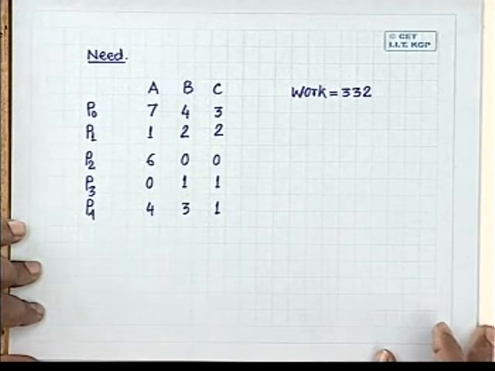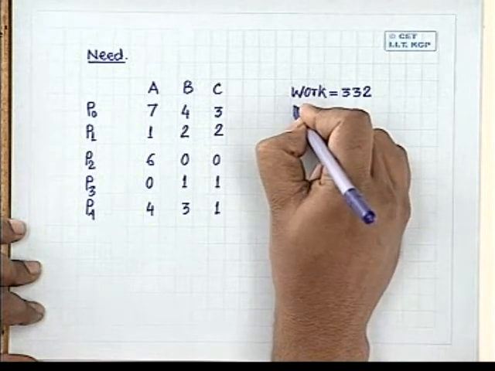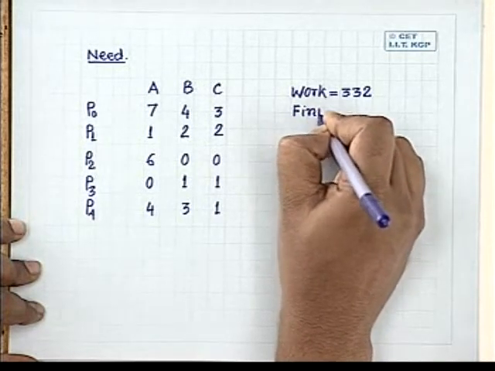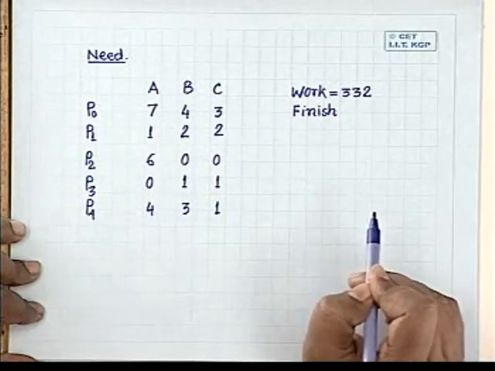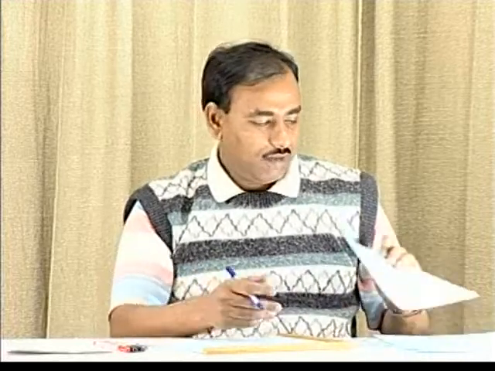There is another data structure, finish, and since there are 5 processes, this vector finish will also be of dimension 5, and initially all the elements of finish are equal to 0, that is, false. Now we want to see whether this state is safe or not. In Banker's safety algorithm, we take every process and try to find out whether the future need of the process can be satisfied by the available resources at that instant of time.